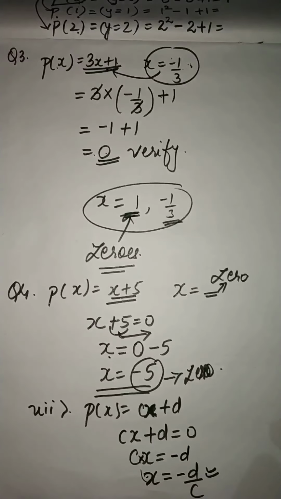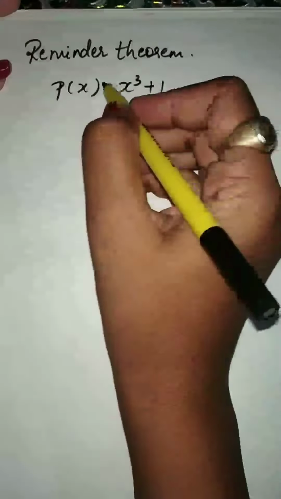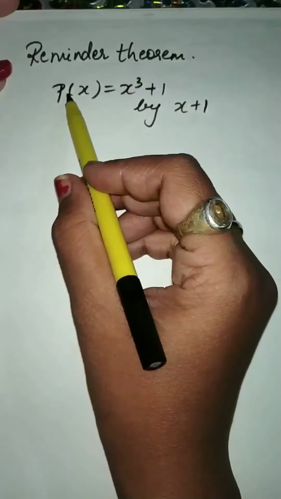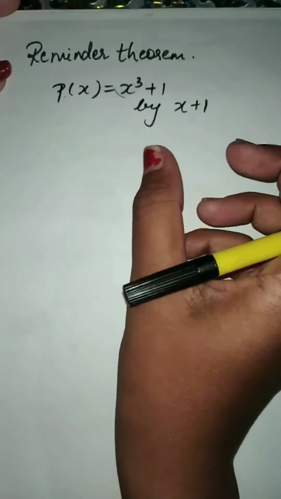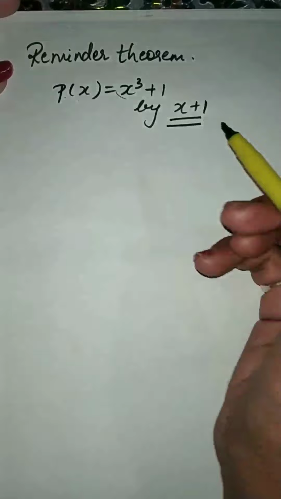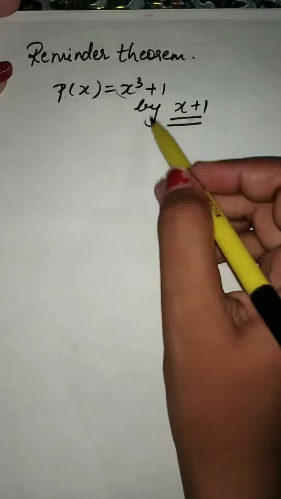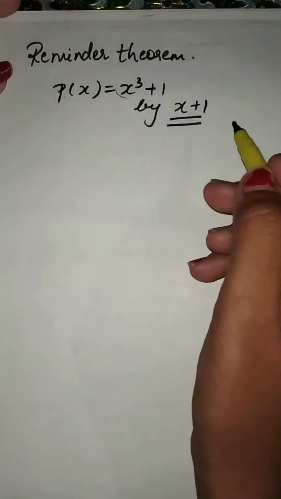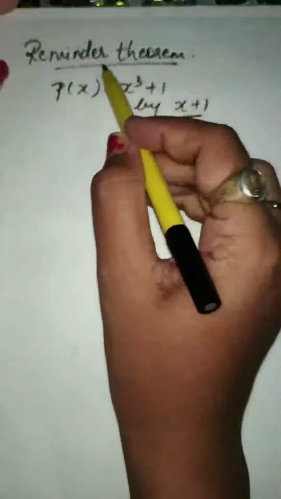Now come to the remainder theorem. What do we have in the remainder theorem? Here, if we have the question as p of x, a given variable expression, and we are asked to divide this expression by another expression given as this one, how are we going to do it? We can do it in two ways.